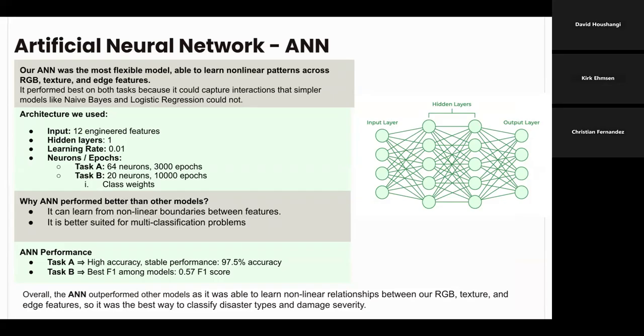The ANN performed better than other models as it was able to learn from the nonlinear boundaries between the features and is better suited for multi-classification problems. This ultimately led it to have the best performance out of the investigated models.